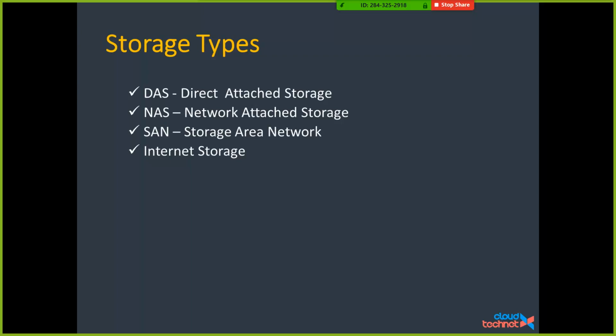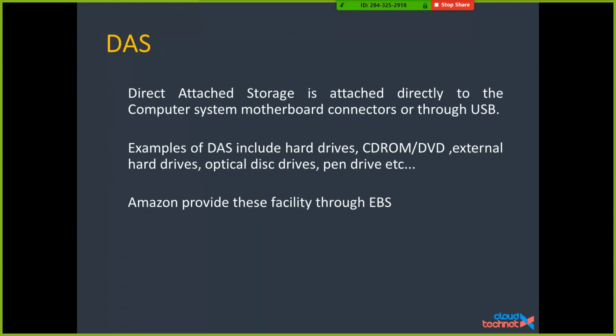Storage types. As of now we have four types of storage available: directly attached storage, network attached storage, storage area network, and finally the internet storages. So let's go to the first one, directly attached storage. We simply call it DAS.